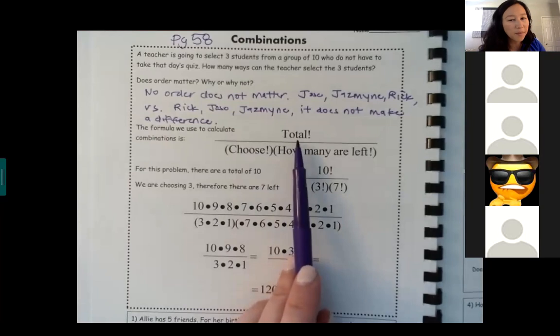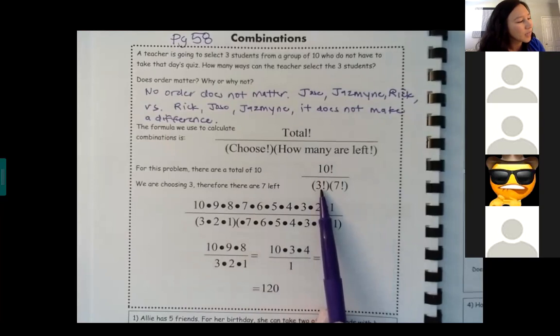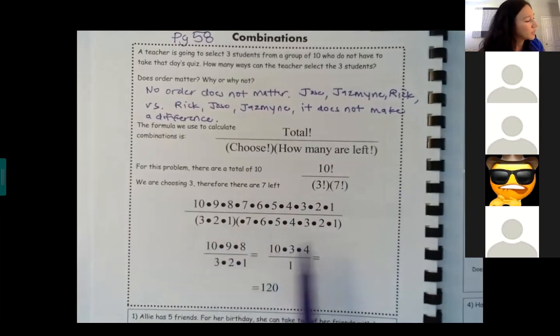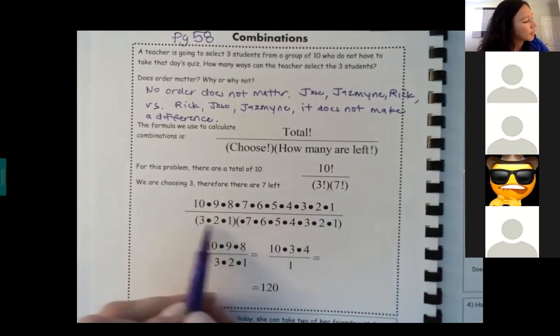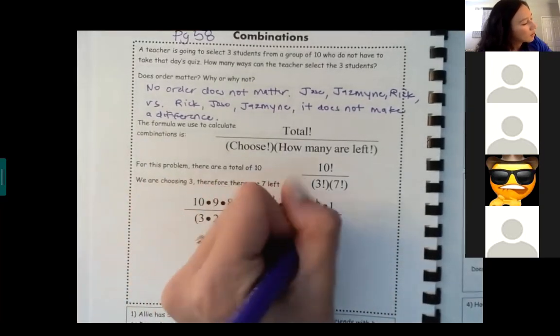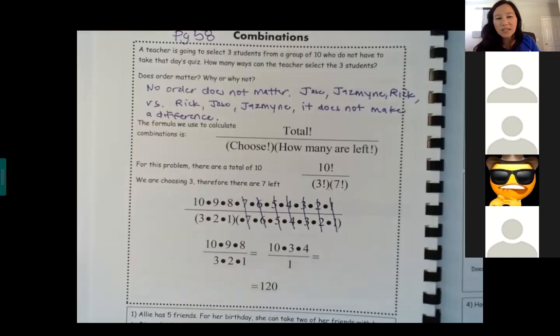So here's just an example. We're using the same formula. There are 10 students, so we do 10 factorial. We're picking three students that don't have to take the quiz that day, so that's 3 factorial. And if we pick 3, there are 7 students left, so that's 7 factorial. Then we expand 10 factorial, 3 factorial, and 7 factorial, and these all cancel out. We're left with 10 times 9 times 8 on the top, divided by 3 times 2 times 1. We multiply that out, and there are 120 different ways I could pick 3 students if there were 10 students.